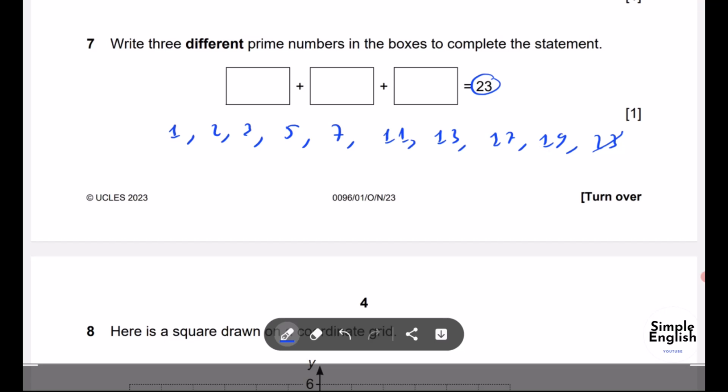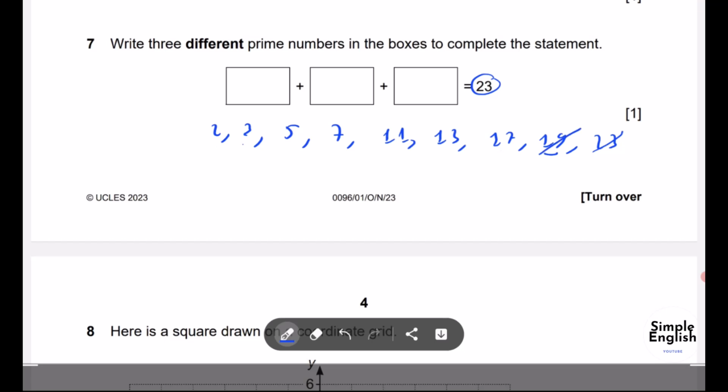19, so the same, right? How about 19? Okay, let's check 19. 19, so 1, 2, 3. So we don't have any number to sum with 19 to make up 23, right? I'm sorry, we don't have a number 1, right? So 1 is not a prime number, just 2. Okay, so we have to remove 19, right?